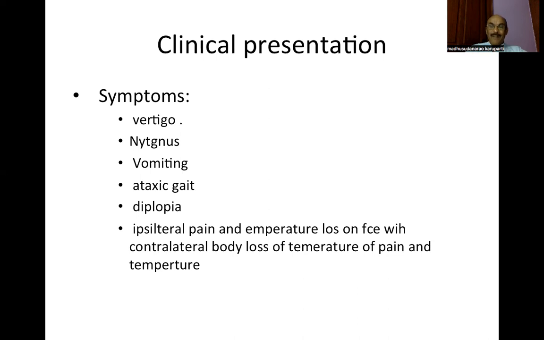In the face, there is ipsilateral sensory loss of temperature and pain, whereas on the body, it is the contralateral half of the body that is affected with the loss of temperature sense and pain. This is because of the involvement of the spinal root of the trigeminal nerve and the lateral spinothalamic tract, respectively.